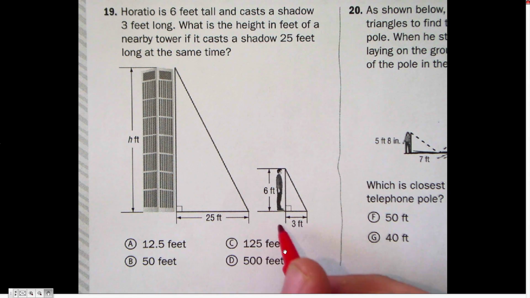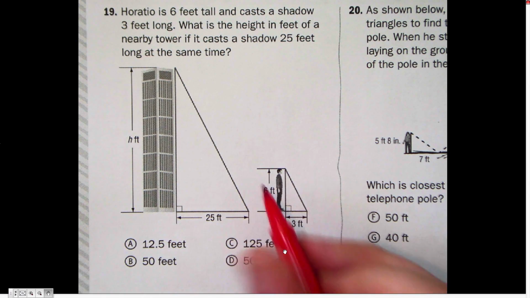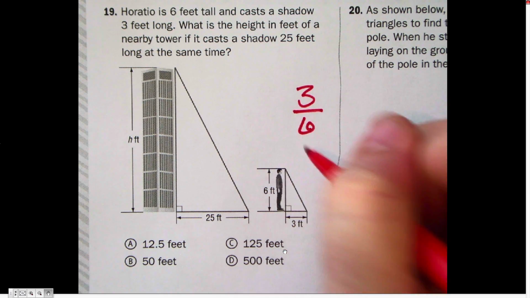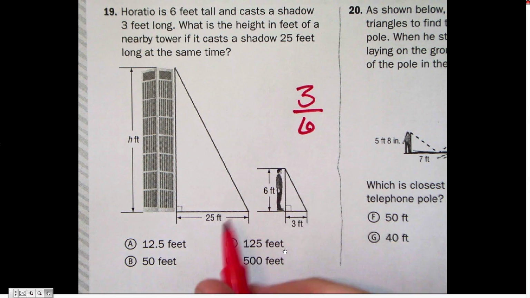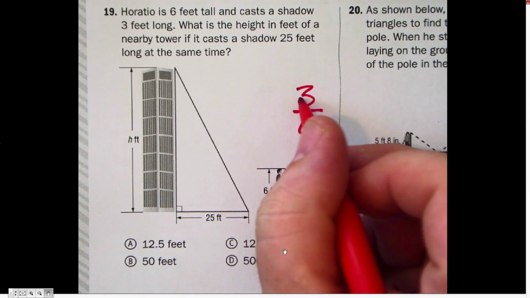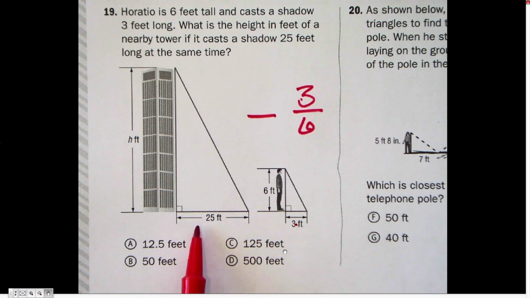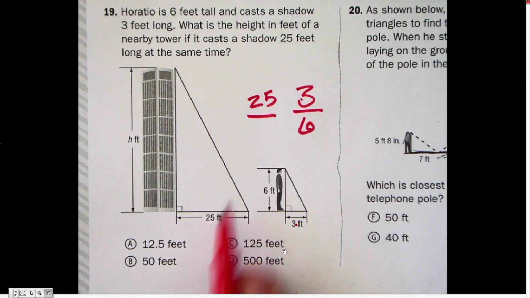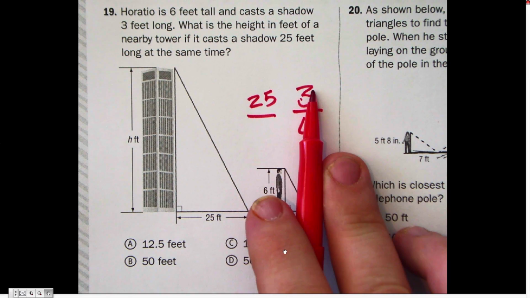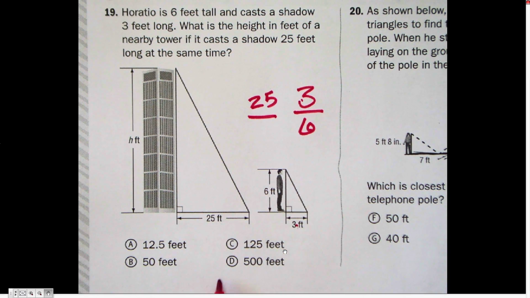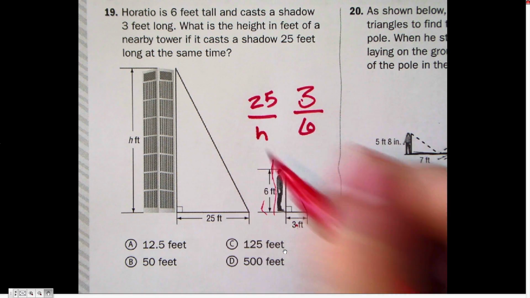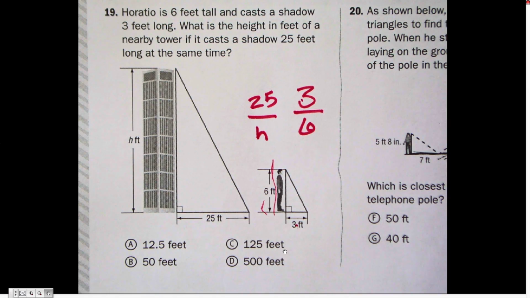If this man is casting a shadow, and that shadow is 3 feet, and he stands 6 feet, we know that somehow that's got to be equal to the same thing. So the 3 feet was on top, so the shadow has to be on top. So I'm putting the shadow on top, and now we're doing the height. The height was on bottom, the height was on bottom.